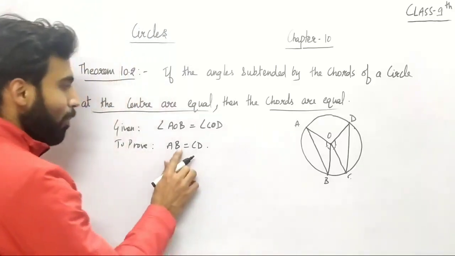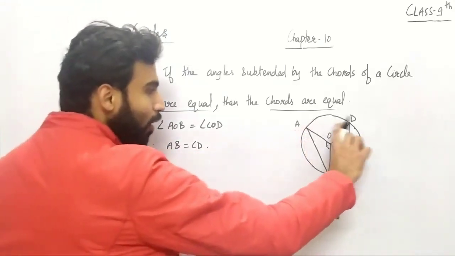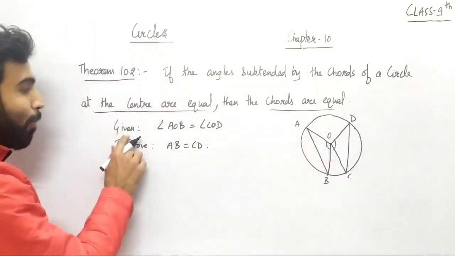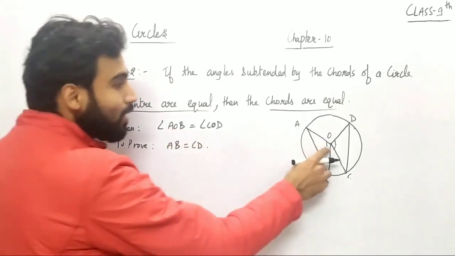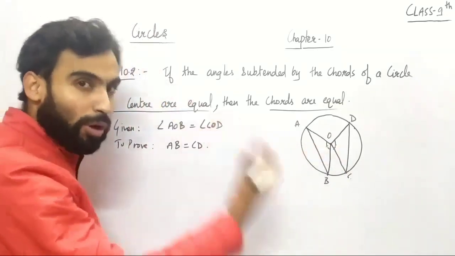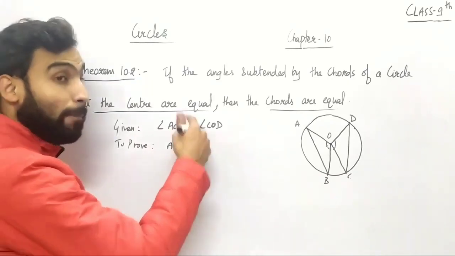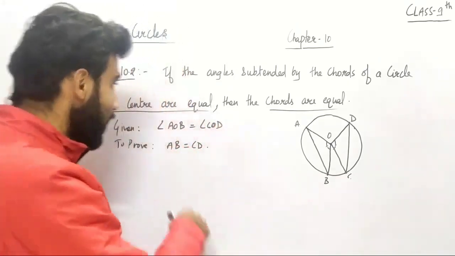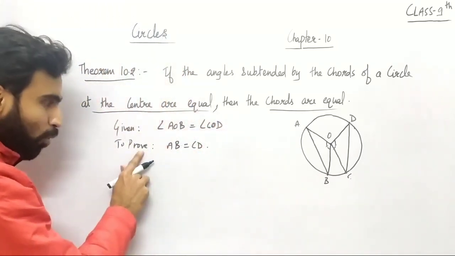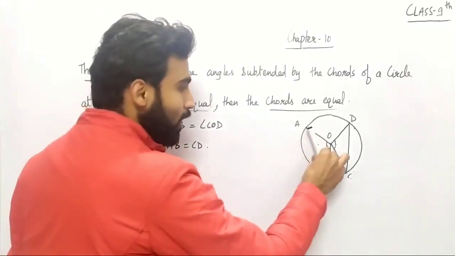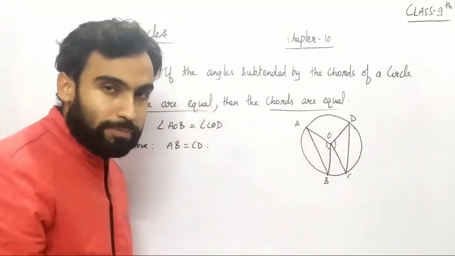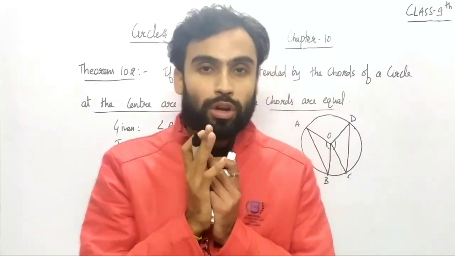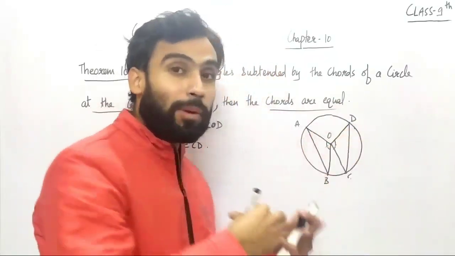That is, in the previous theorem it was given that the chords are of equal length, and we had to prove that the angles formed at the center will be equal. So that was to prove in the previous theorem, but here it is the given thing, and what we have to prove here is that AB is equal to CD. Means these two chords are of equal length, this we have to prove.